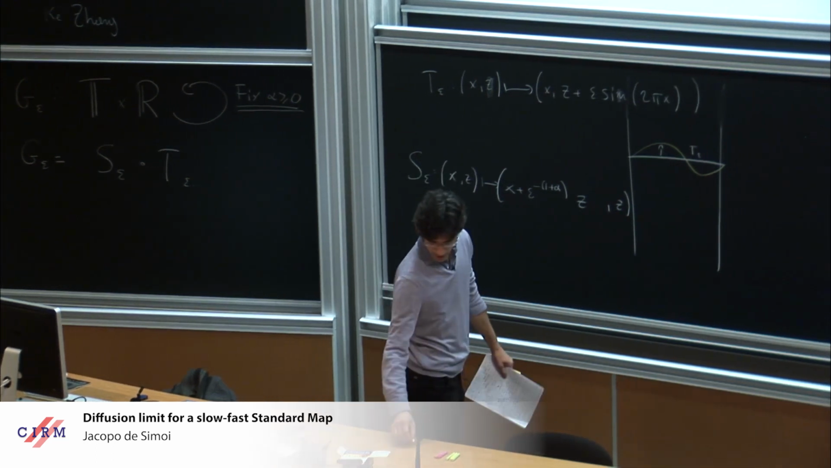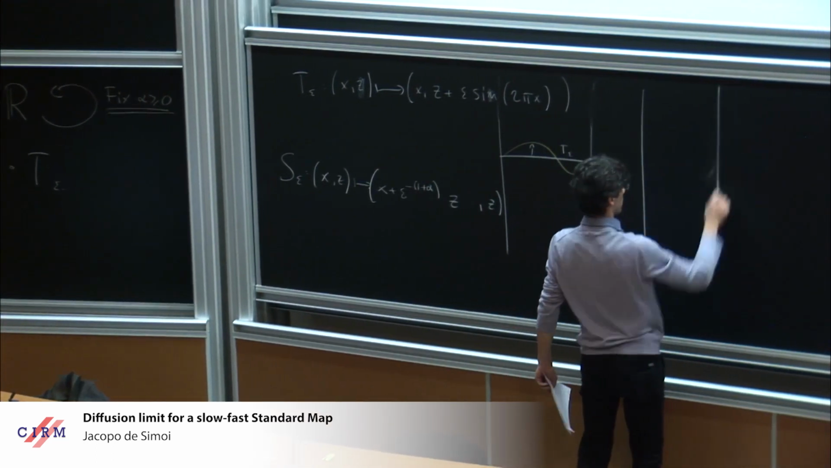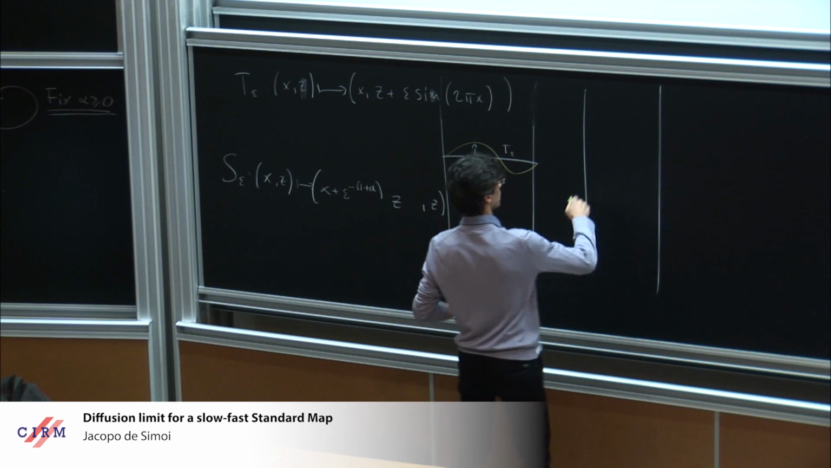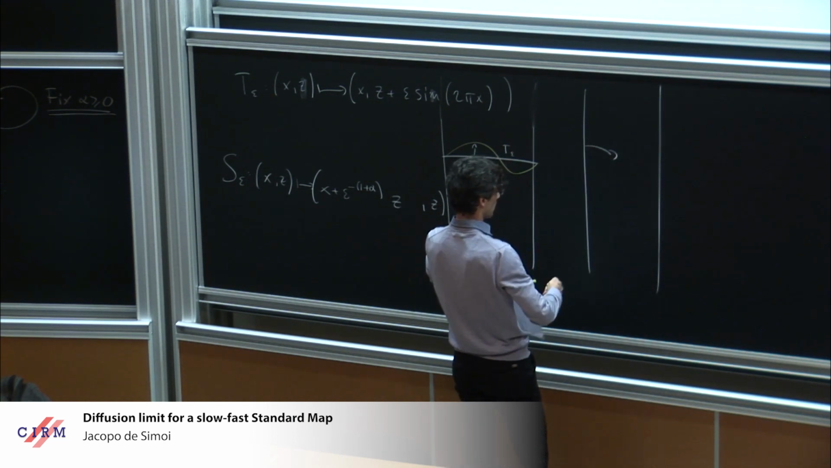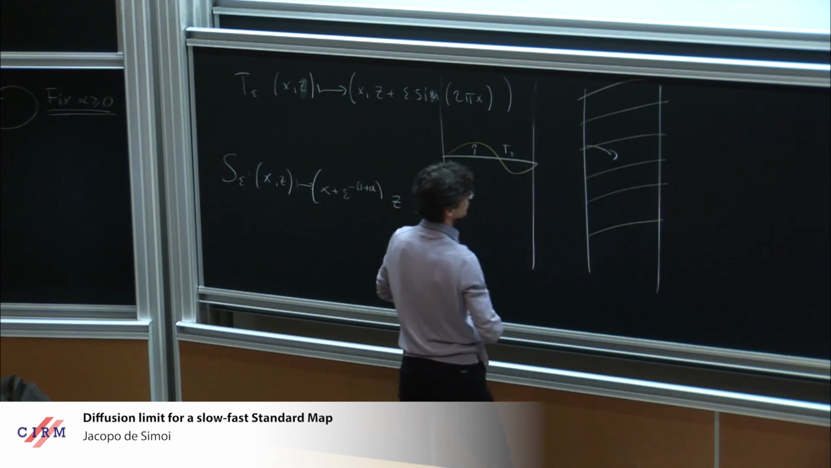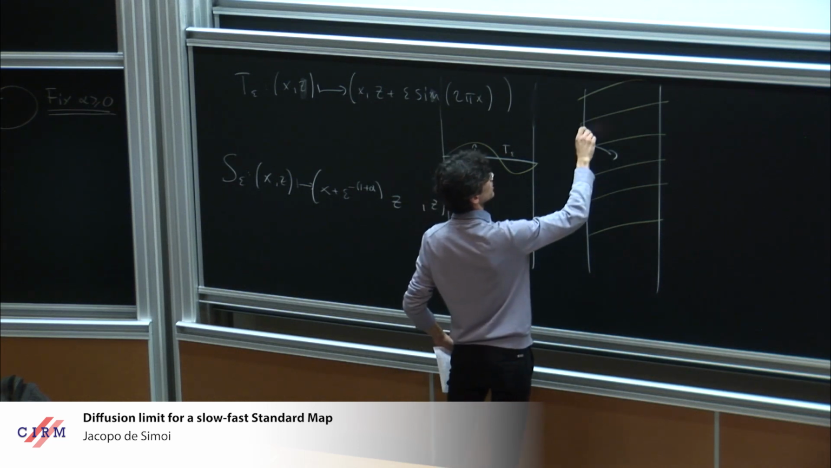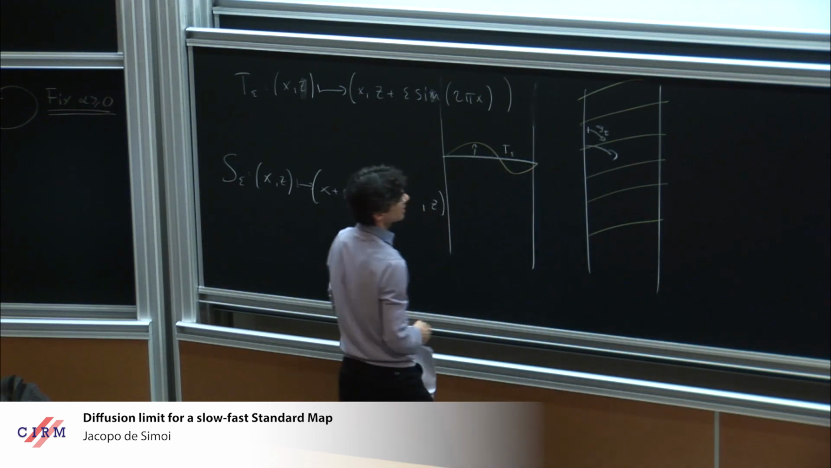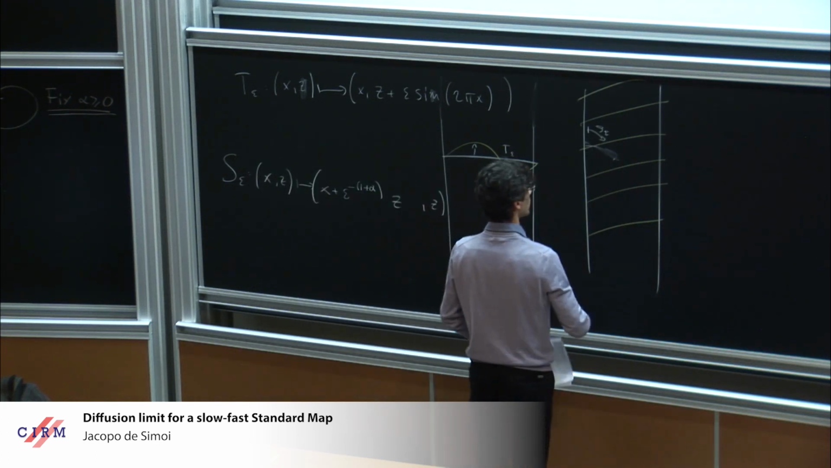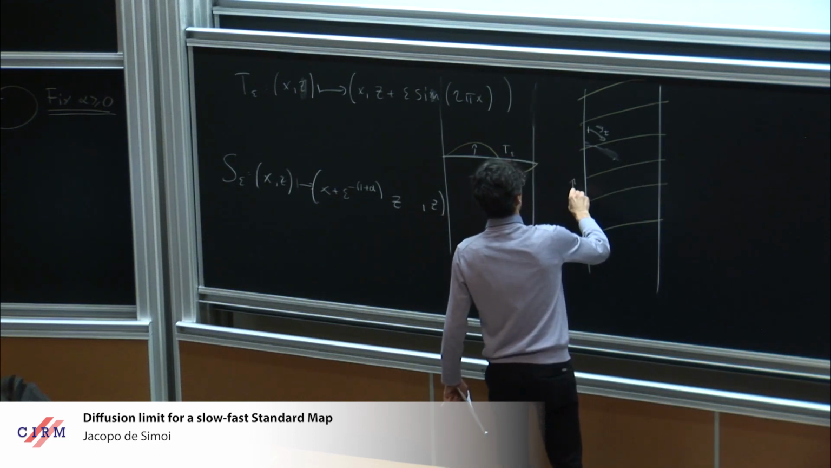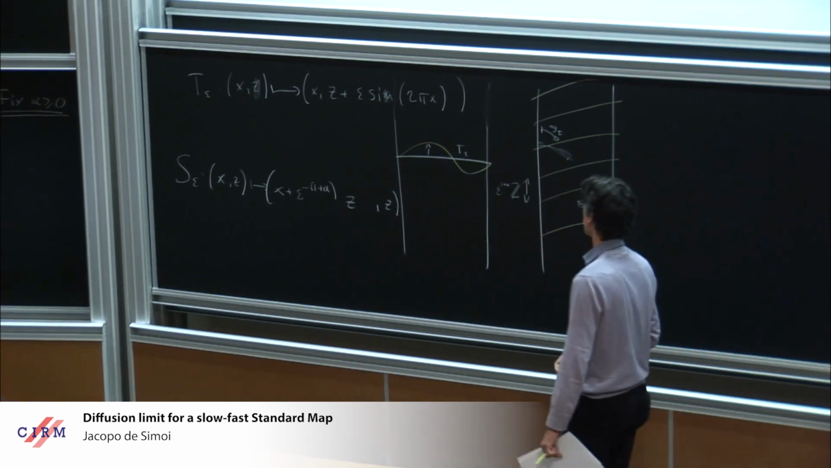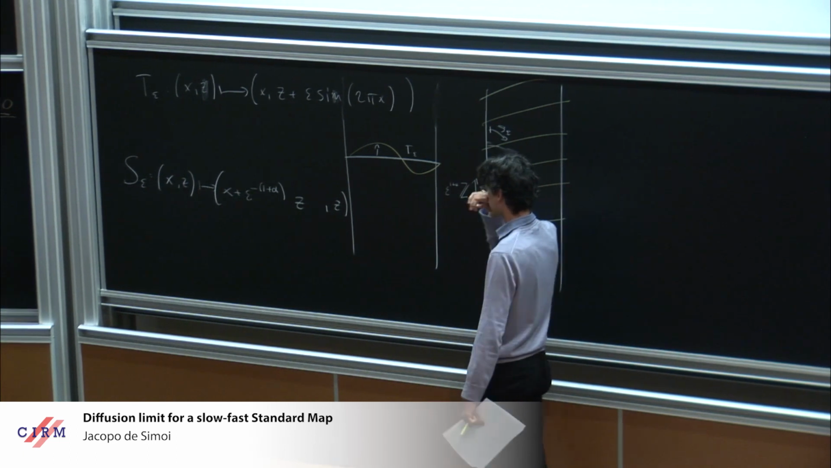And so pictorially what happens is that if I have my cylinder here, I take a vertical line, and the vertical line will go to something which winds around the cylinder many, many times by S epsilon. So a vertical line will go to something like this. And by this scaling factor, I know that the intersection will happen on a lattice which is very tiny. So this spacing is epsilon to the 1 plus alpha z.